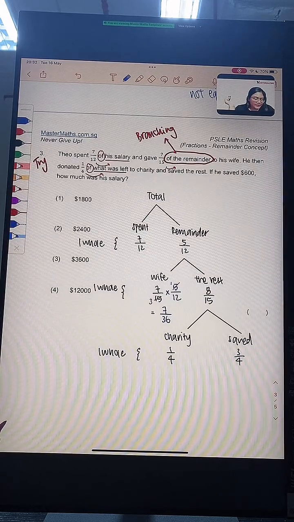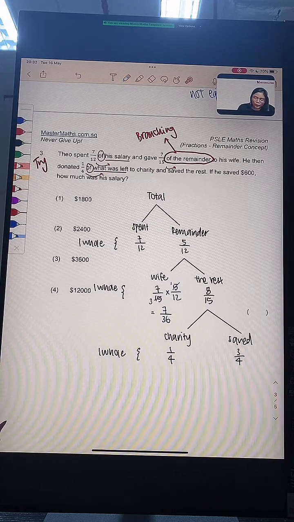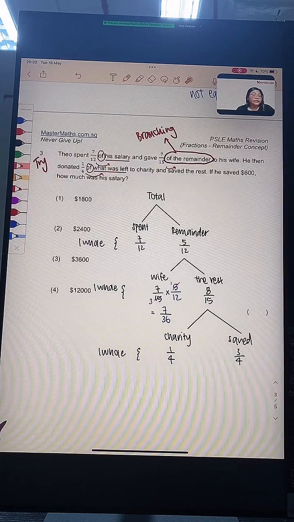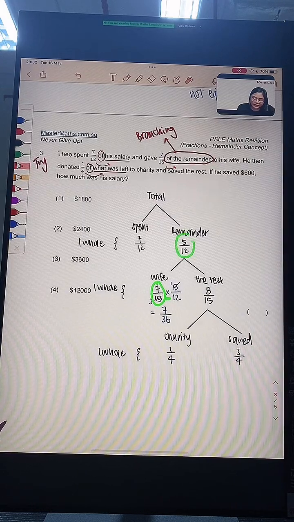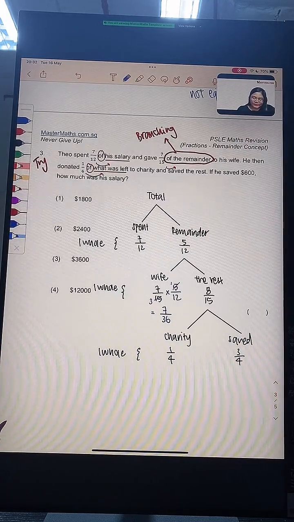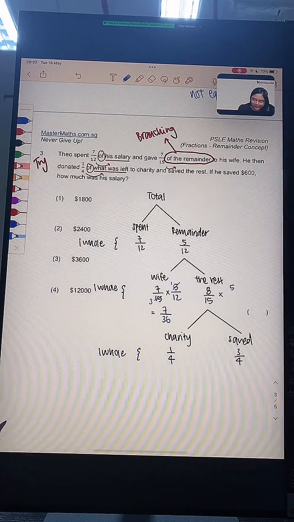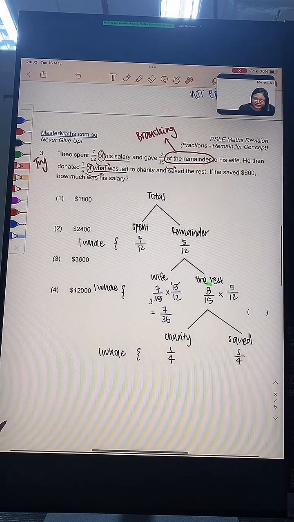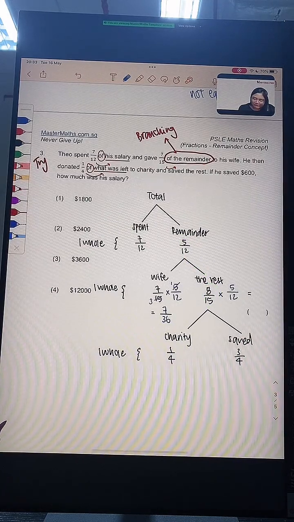Some of you are very helpful in the chat, explaining to your friends. Indeed, we multiply 5 out of 12 here because he gave 7 over 15 of, recall of means times, the remainder. The remainder is 5 out of 12. So we are going to get 7 out of 36. We can do the same to the other side. 8 out of 15, we also multiply by 5 out of 12 because this is 8 out of 15 of the remainder.